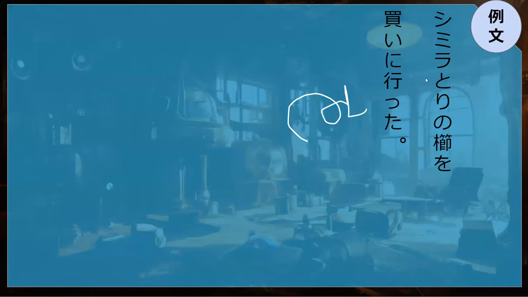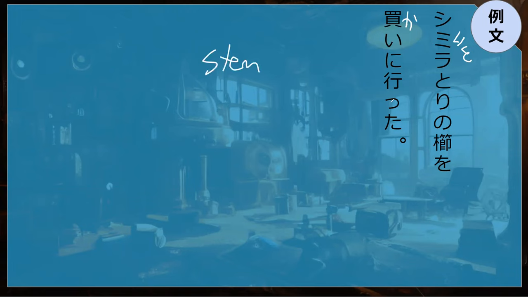Can you read this line for me? Shimiratori no kushi o kai ni. It's not kai ni, it is kaini. That's our e for stem form. So I went to buy the comb to do what? To shimiratori, to take the lice away.